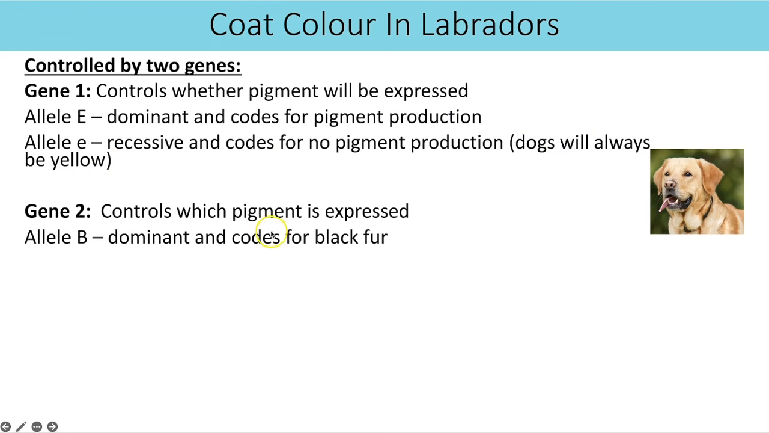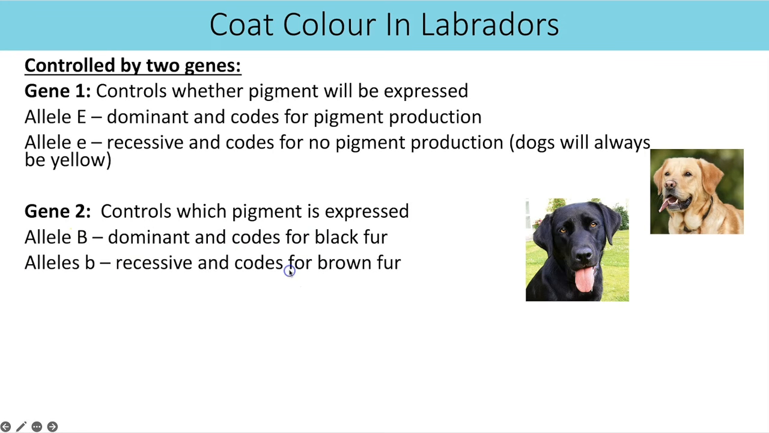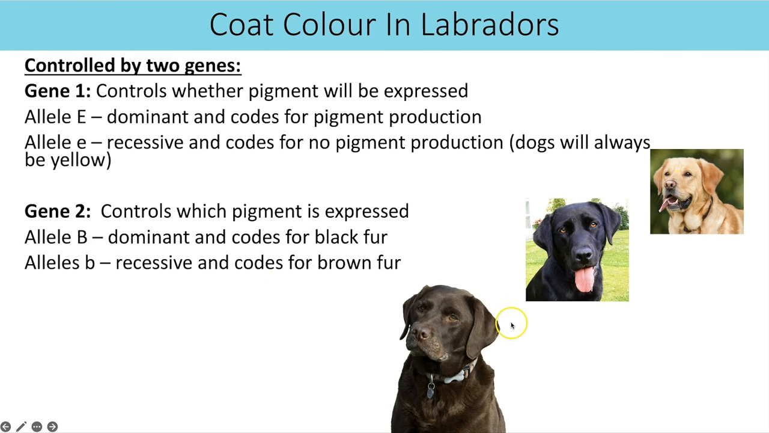Gene 2 is the gene responsible for what colour the pigment will be. So capital B would be a dominant allele, and that one codes for black fur. Recessive allele is for brown fur. So here's our 3 possible phenotypes, but gene 1 can mask the expression of gene 2. Because if an individual is lowercase e, meaning 2 recessive alleles, it doesn't matter what combination of alleles they have for gene 2, it is not going to be expressed.